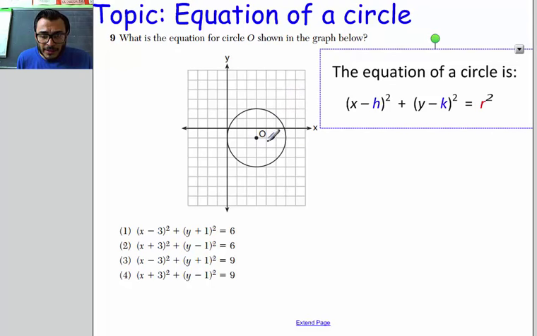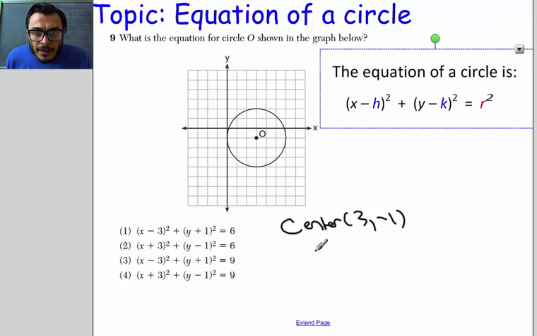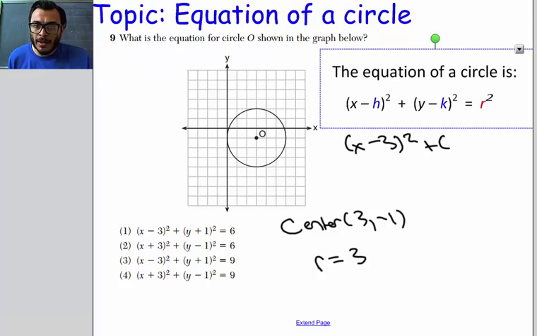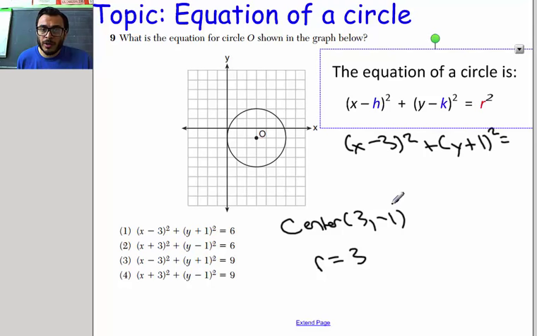So we need to find the center. So the center is 3, negative 1. And the radius is 3. So when we substitute, we will get x minus 3 squared plus y plus 1. And again, the reason why it's plus is because you have a subtraction followed by the negative sign, and that will make it plus. So you get y plus 1 squared equals the radius squared. The radius is 3, so we get 9 here. So the answer is choice 3.